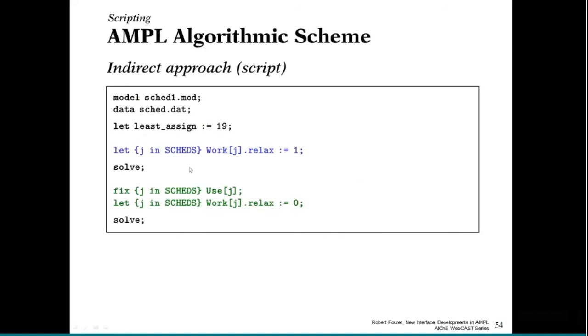All you have to say is that we relax the work variables by setting this property of them to 1, the relax property. Then we solve. Then we fix these use variables, and then we set the relax property back to 0. So now they have to be integer, and we solve again. So you can write these sort of iterative schemes, these optimization schemes in there.